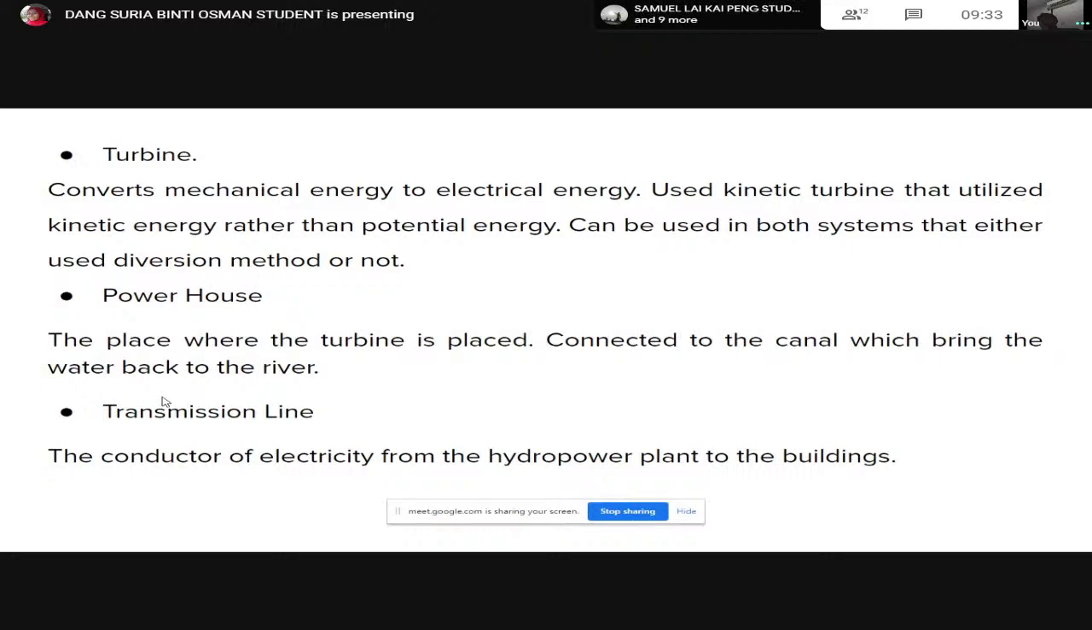Okay, last one is the transmission line. It is the conductor of electricity. It brings the electricity produced by the hydropower plant to the buildings.